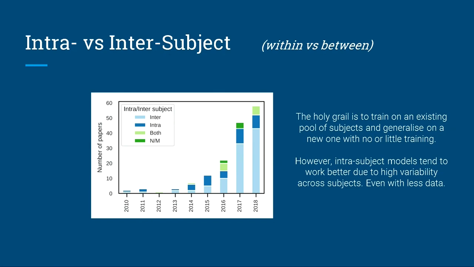And speaking of intra versus inter, the holy grail is really to go inter-subject, but as we've seen, all the best results are definitely intra-subject. You train even a deep learning model on one subject, even if you have less data per subject and less data overall, because the inter-subject variability is quite high. So deep neural nets are not necessarily performing better yet with the models that we have right now. This is interesting because I was personally very interested in inter-subject generalization, but it performed not as well as the intra-subject one.